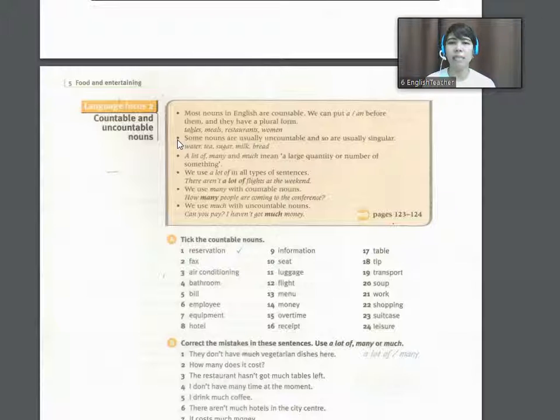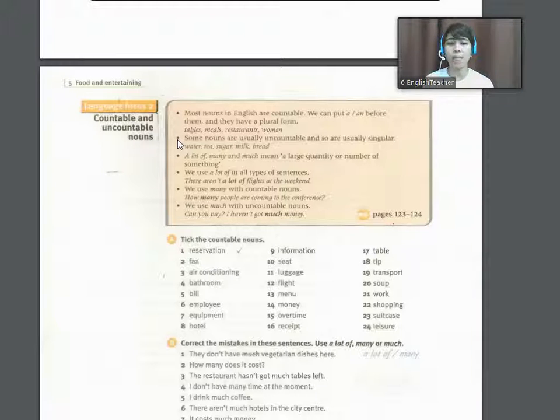Some nouns are usually uncountable and are usually singular. For example, water. Water is uncountable and it is in singular form, which means we cannot say waters. It's just water. Next, tea, sugar, milk, bread. Now these are uncountable nouns, which means we cannot count them.